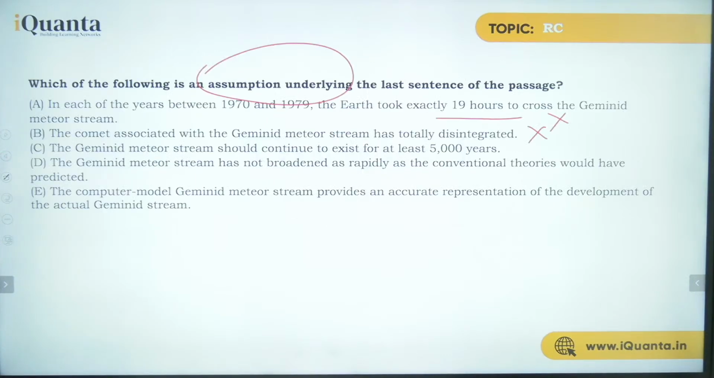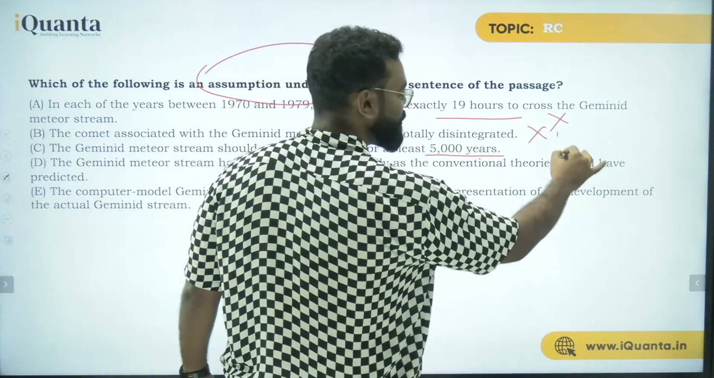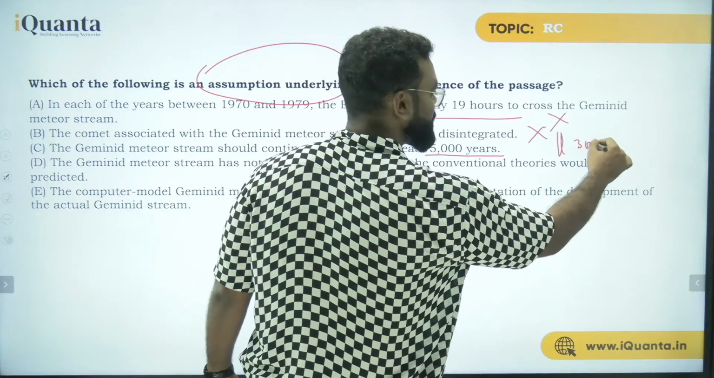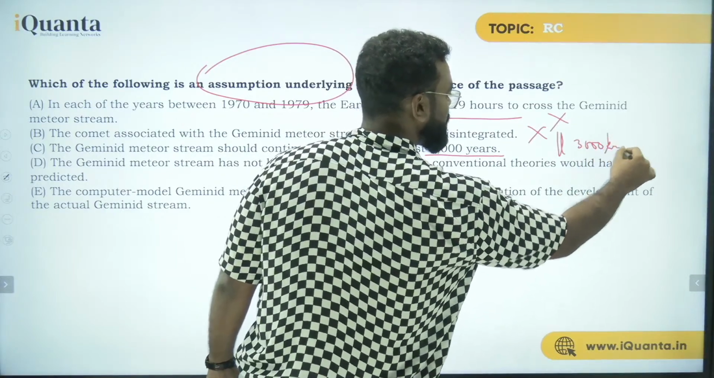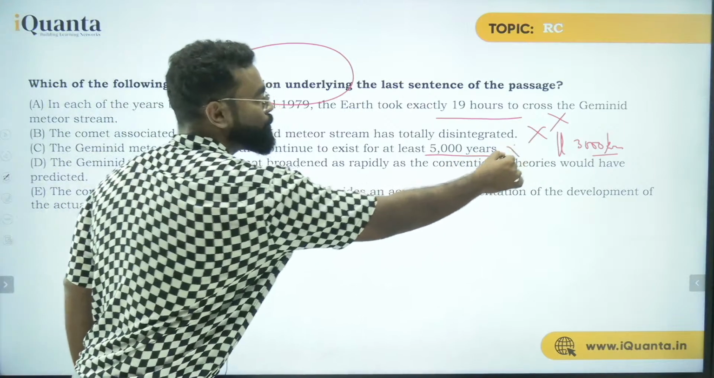Absolutely correct. No, sorry. The Geminid meteor stream should continue to exist for at least 5,000 years. No. We have already said it is existing for 3,000 years. That is the conclusion. The age is 3,000. So again, it is incorrect. All of you, perfect.